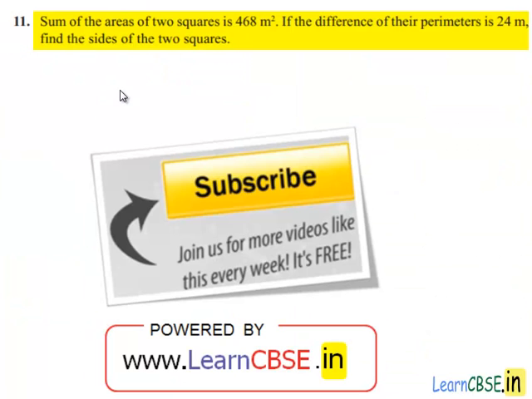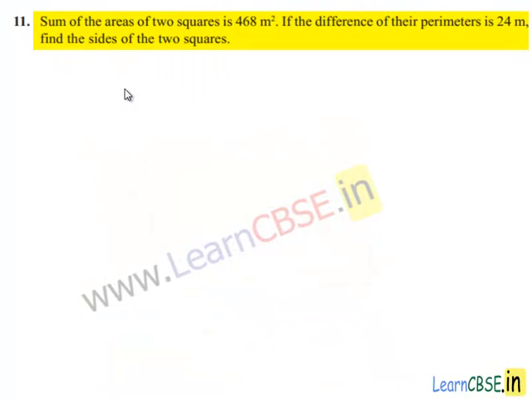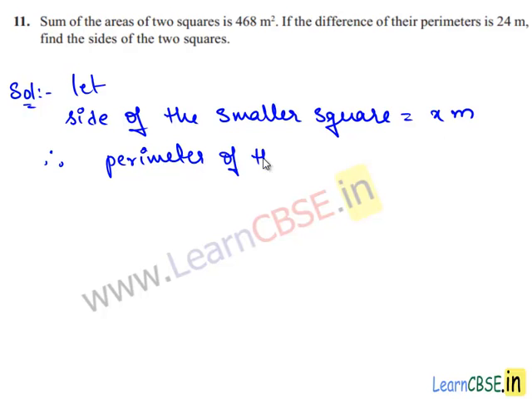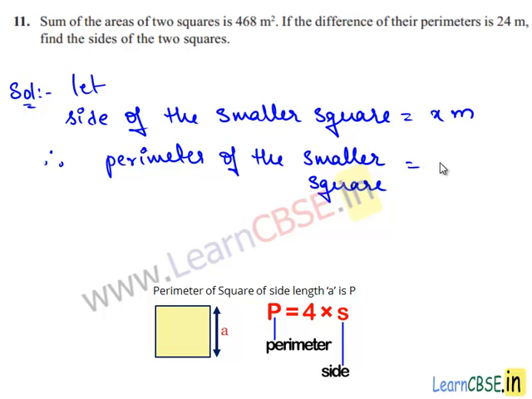Now let us move on to the last question. Sum of the areas of two squares is 468 meters square. If the difference of their perimeters is 24 meters, find the sides of the two squares. So let us move on to the solution. So let us assume side of the smaller square is equal to x meters. Therefore, perimeter of the smaller square is equal to 4 times x, that is 4x meters.